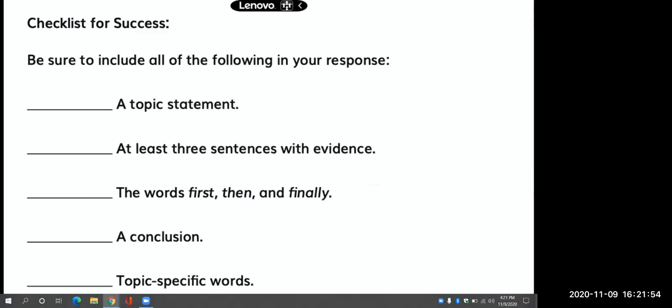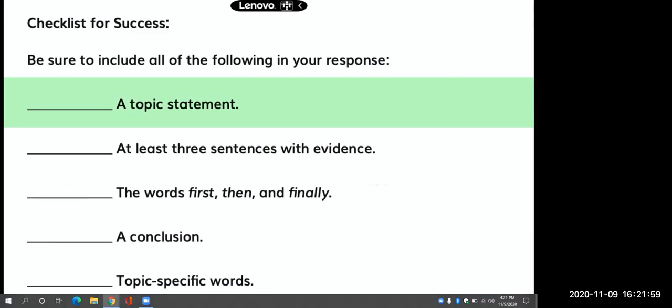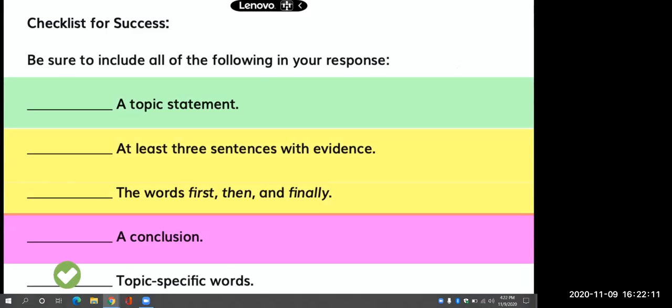Checklist for success. Be sure to include all of the following in your response: a topic statement, at least 3 sentences with evidence, the words first, then, and finally, a conclusion, and topic-specific words. Pause here to complete your informative paragraph. And remember, you can always take time to rehearse out loud as you go. Just hit play when you're ready to continue.